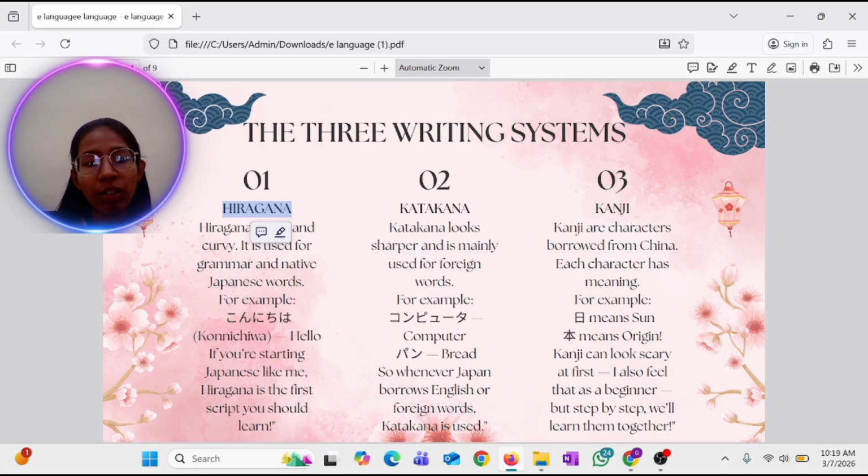If you're starting with Japanese, definitely you have to learn hiragana first, because it is the first script you have to learn in order to learn the different Japanese writing systems.